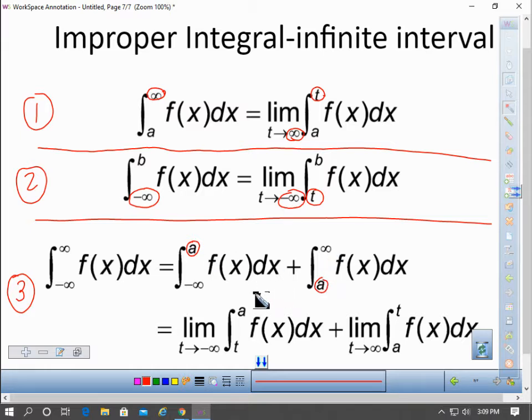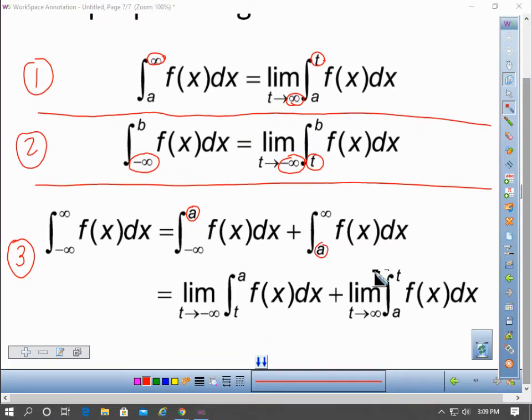So you're breaking it up into 2 parts. And then you probably figured out from there, you're going to take the limit of each one and combine the first 2 types up here together. So for the first half, we're going to replace the negative infinity here with a t, and we're going to let t go to negative infinity. And then for the second one, we're going to replace the infinity with a t, and then we're going to let t go to positive infinity on that one. So you're basically doing these first two together because we have both ends being an infinite amount, okay?